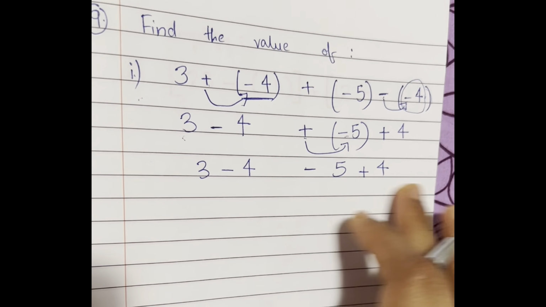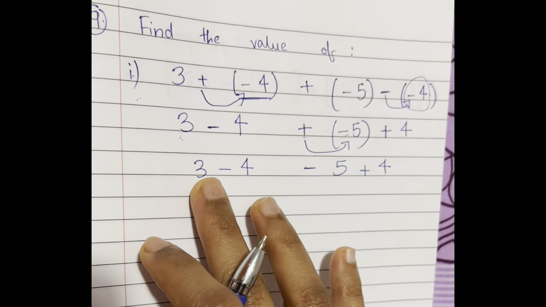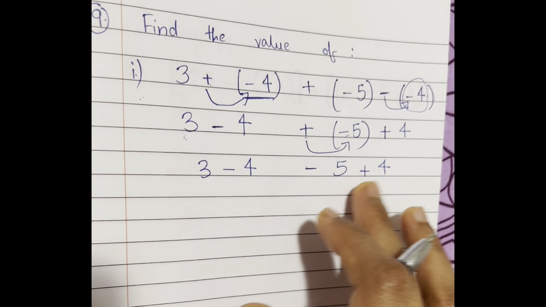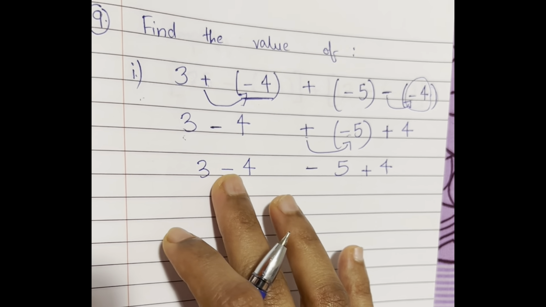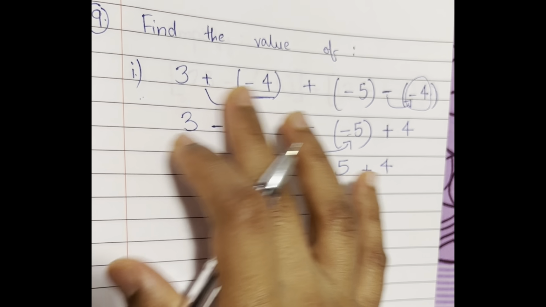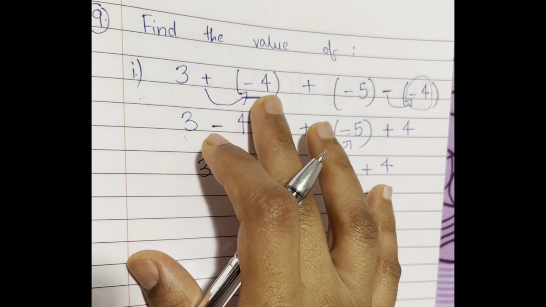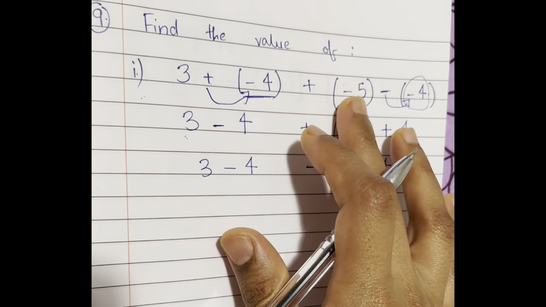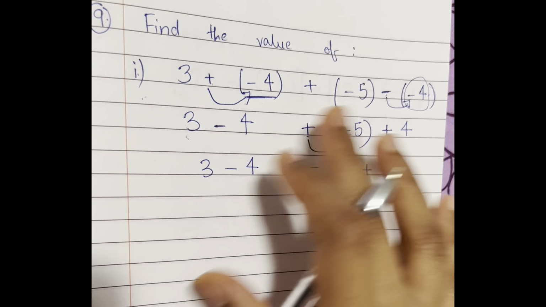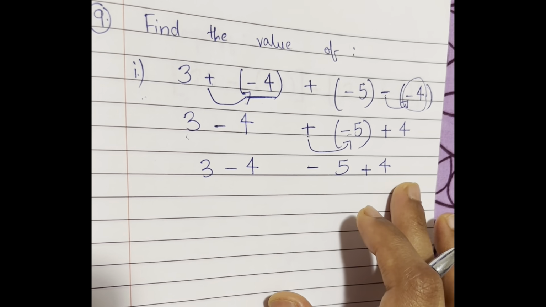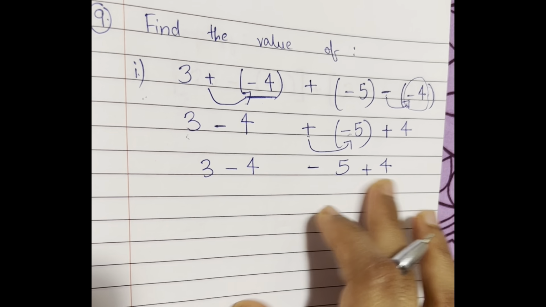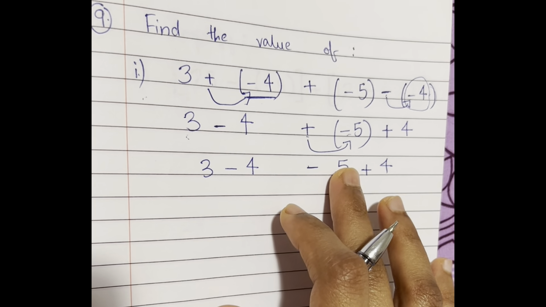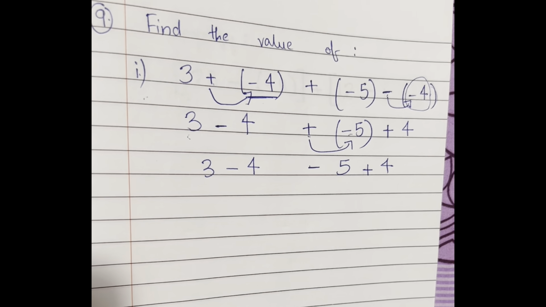So now you removed all the brackets. Now you can simply solve 3 minus 4 minus 5 plus 4. There are no two signs coming together. As here they were coming like plus minus together, plus minus, minus minus, the signs were coming together. That we all removed now by opening the bracket. Now there are no signs coming together. You see 3 minus 4 minus 5 plus 4, single signs are coming. Now you can easily solve.